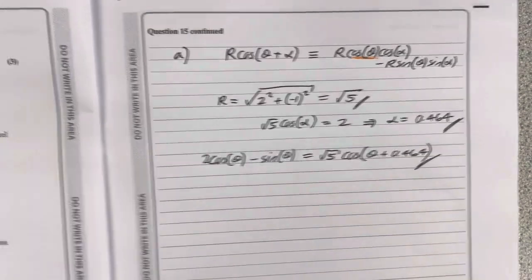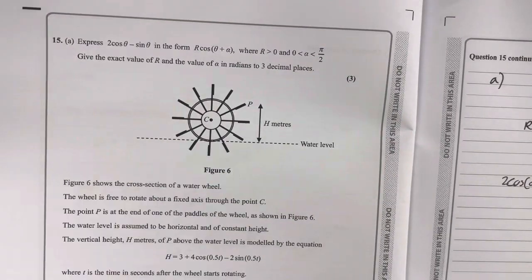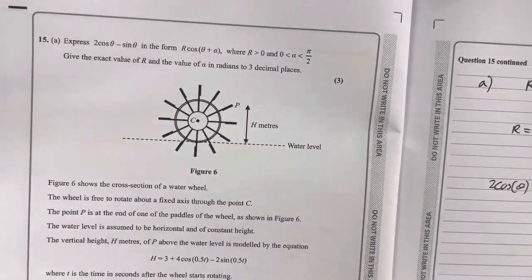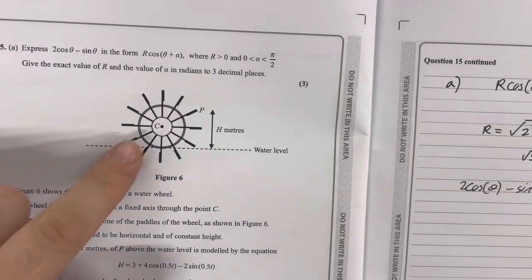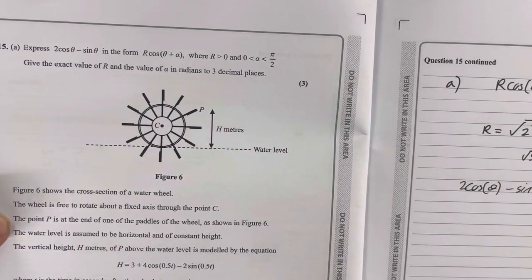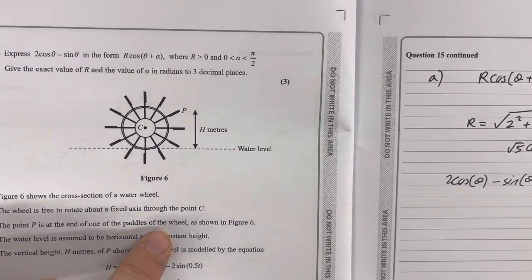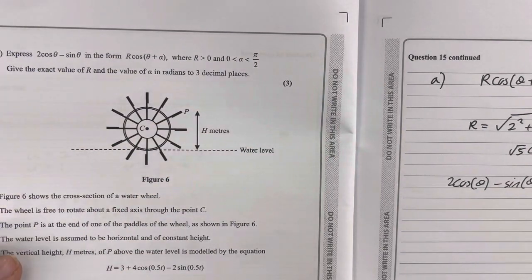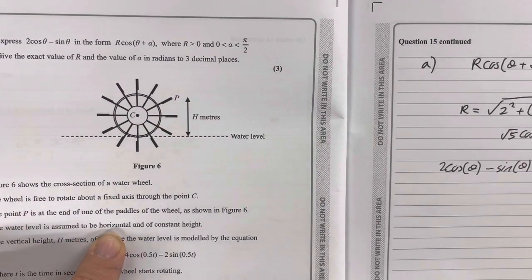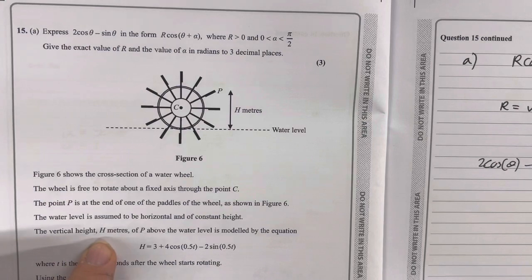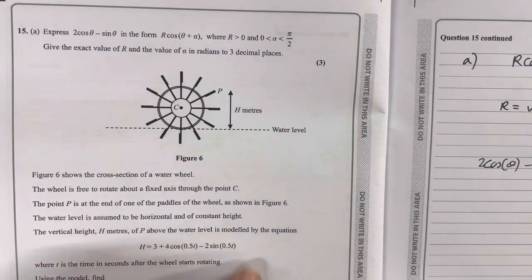Okay, figure 6 shows the cross-section of a water wheel. The wheel is free to rotate around a fixed axis through the point C, right in the middle there. The point P is at one end of the paddles of the wheel, as shown in figure 6. The water level is assumed to be horizontal and at a constant height. The vertical height, h meters, of P above the water level is modelled by this equation.